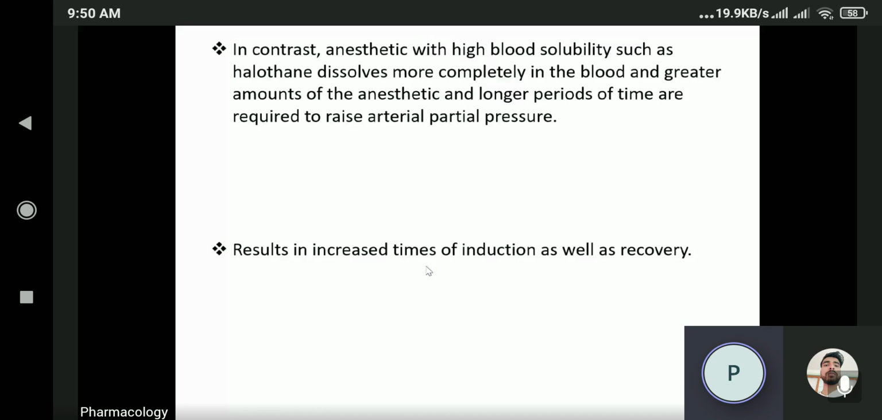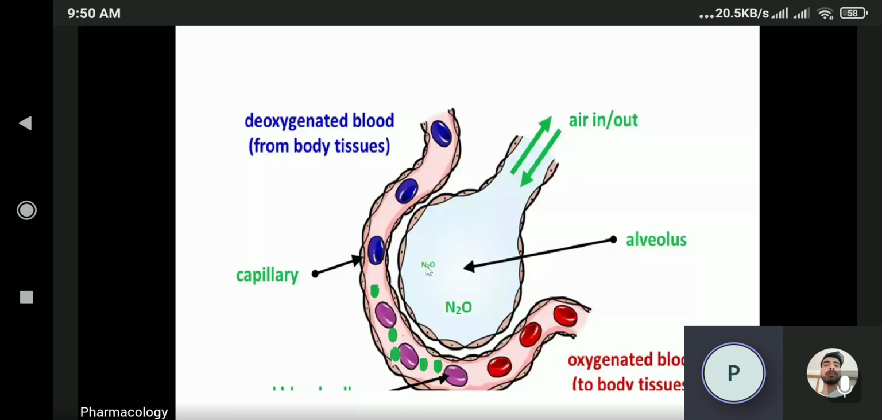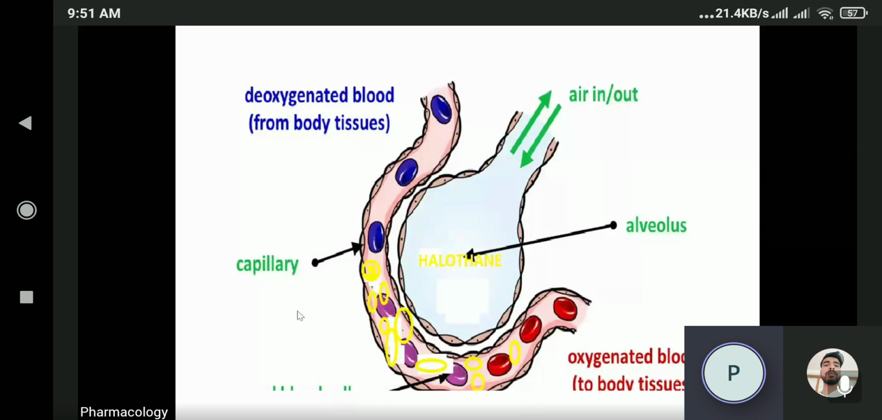So this is again shown in the figure here. Okay, so nitrous oxide, because it has a blood gas partition coefficient of about 0.47, will not remain in the blood compartment for a longer time, and therefore will show a faster onset of action. In contrast, with halothane, there will be more halothane in the blood compartment for a longer period of time, so there will be slower onset of action and slower recovery also.